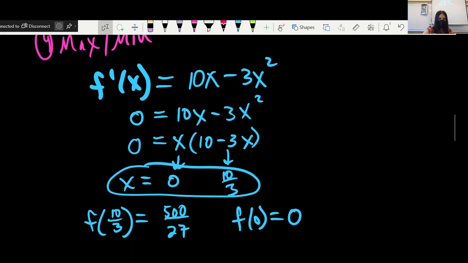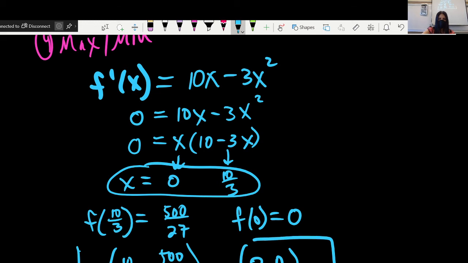So our max and our min are happening at the point, I should coordinate them, 10 over 3 and this 500 over 27, up to you if you want to reduce that or change it to, whoops, what am I doing? I need brackets, not a box. There we go, and this 0, 0, and now I'll put it in a box because that is our max and our min.